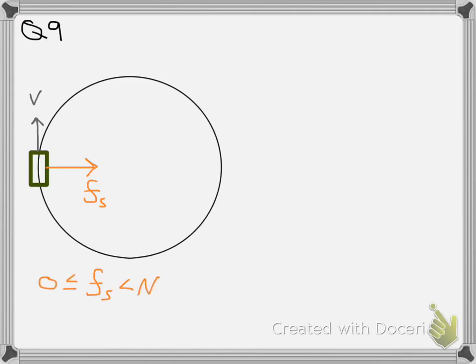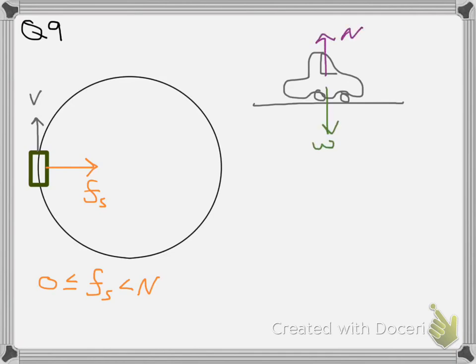Now static friction forces can have a value that is greater than or equal to 0, but is always less than the normal force on the object. So let's look at the car in the vertical direction. The two forces that act on the car would be the normal force of the road up on the car and the weight force pulling down on the car. If we apply Newton's second law of motion here, we see that the normal force has the same magnitude as the weight force, and that is mg.